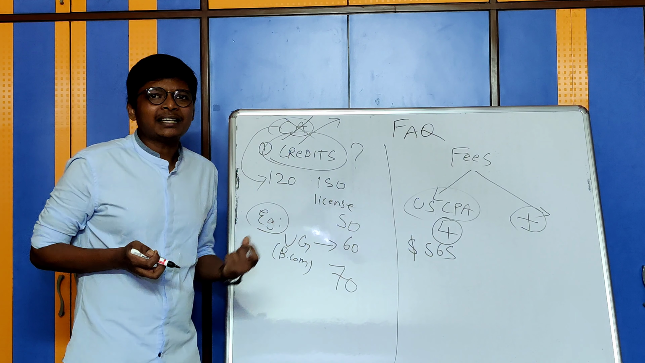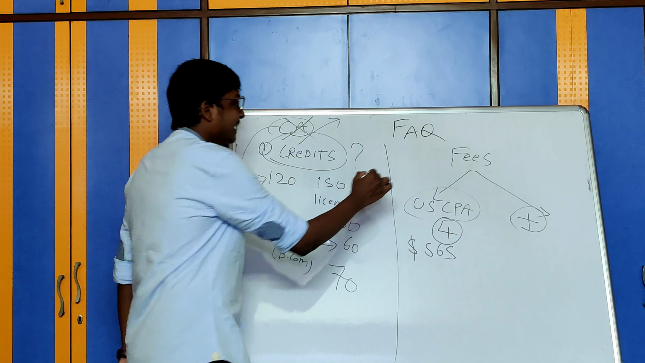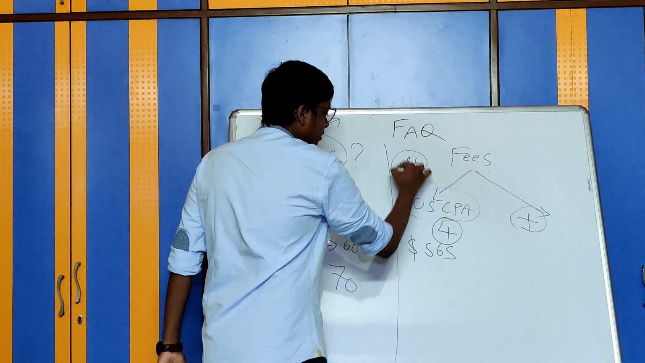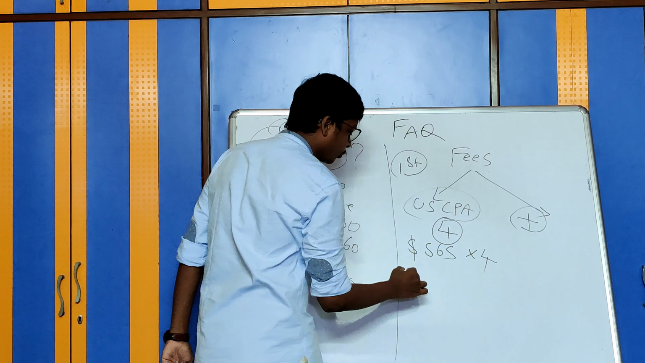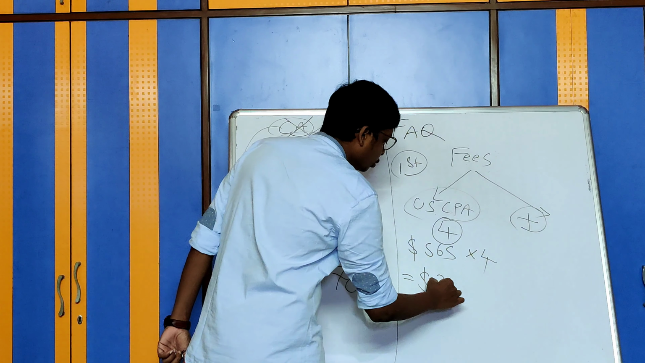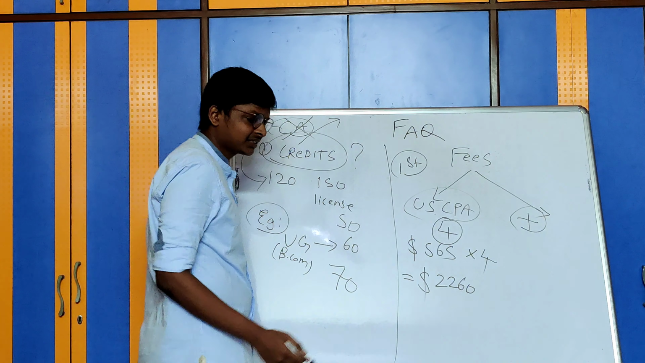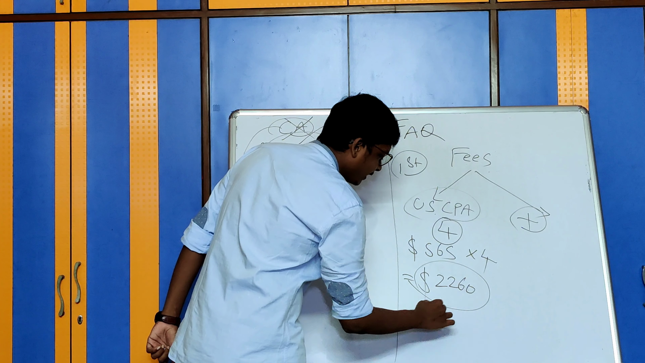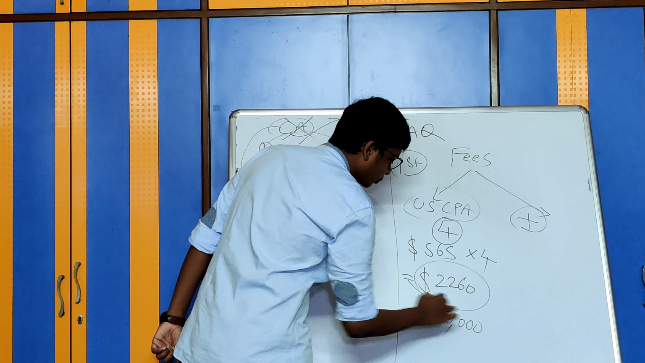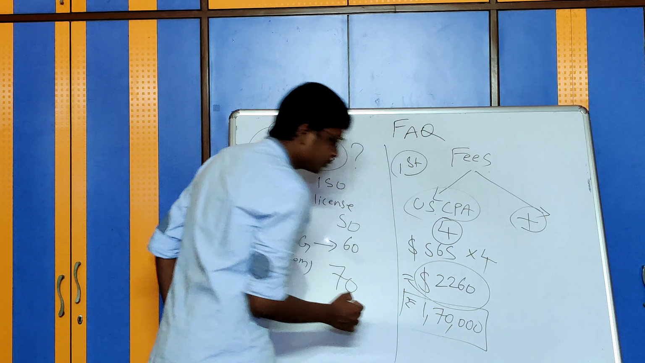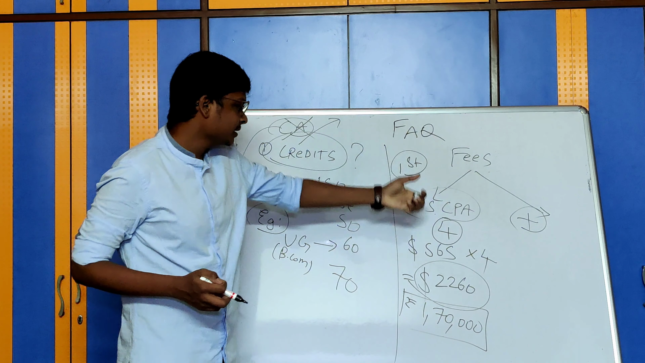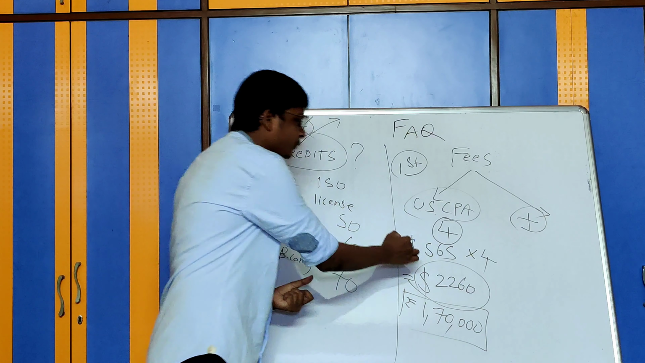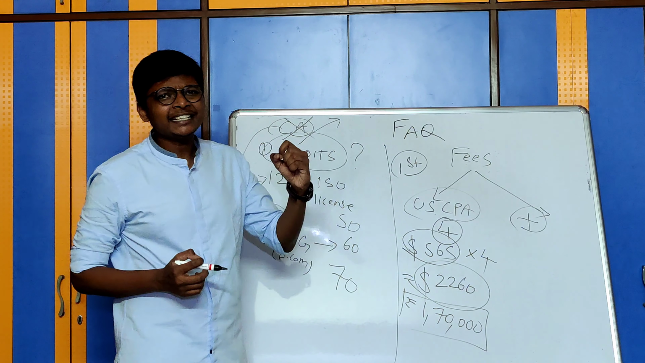So if you are going to pass all 4 subjects in the very first attempt, then you will pay 565 into 4, which is equal to $2260. This is roughly around 1,70,000 in Indian rupees. This is what you have to pay to write the exams. If you fail an attempt, again you have to pay 565 for each subject.